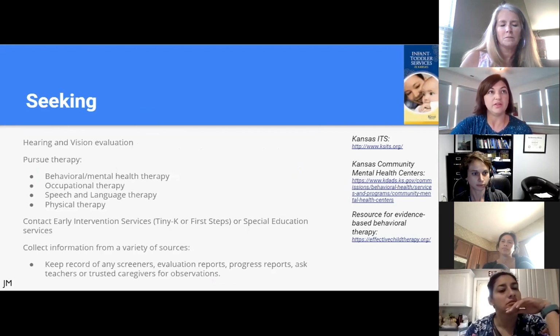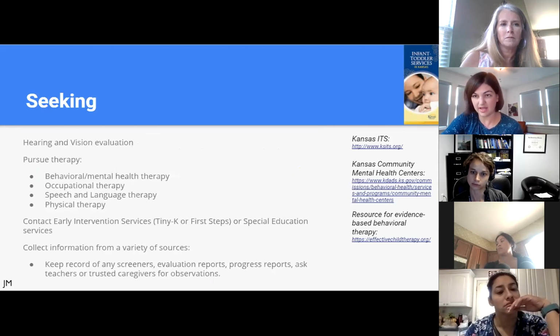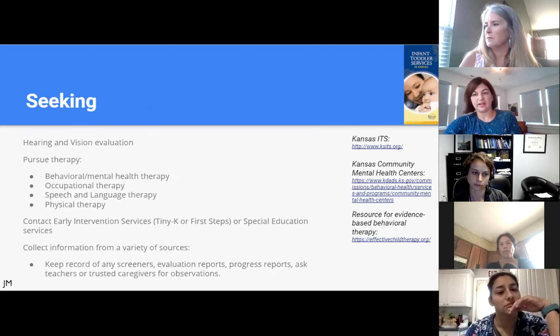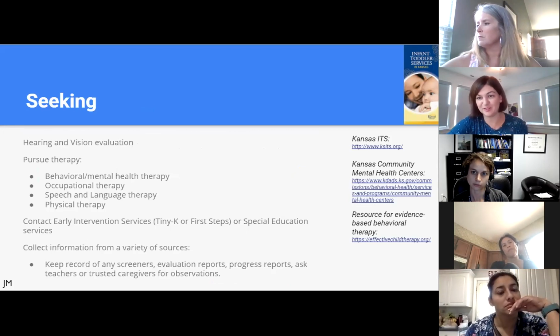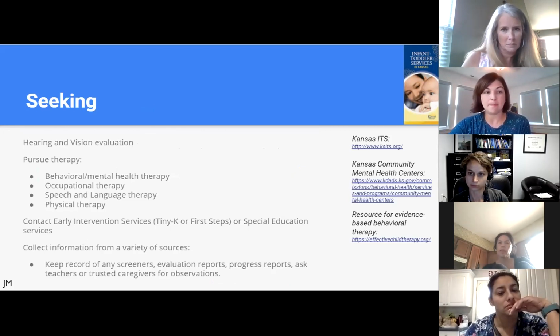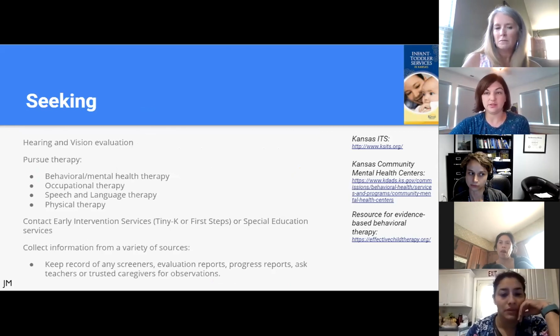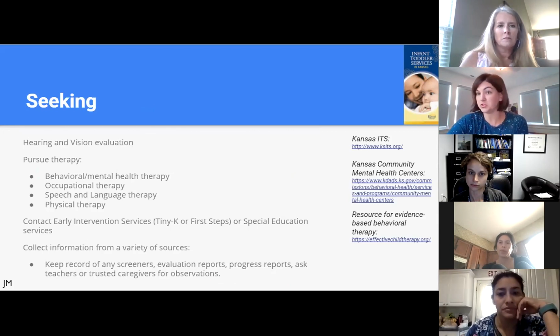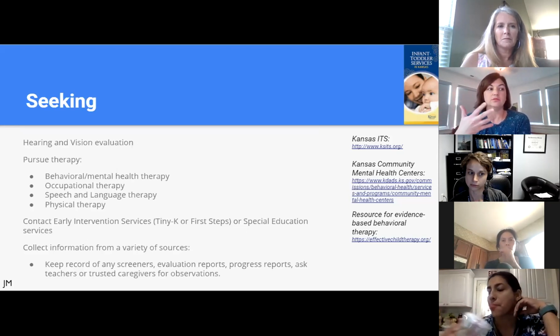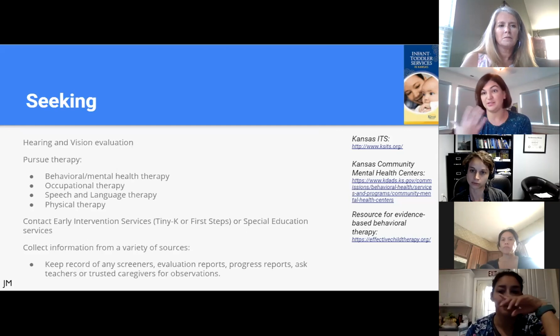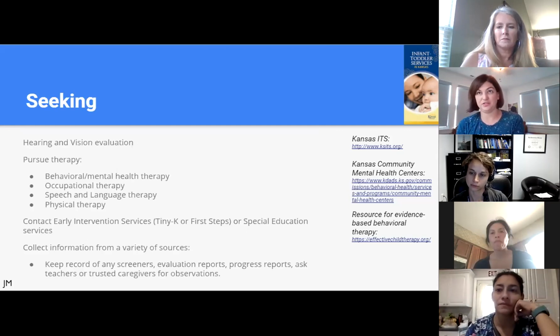So while there's waiting time, it's also important to know that there's a lot of active steps that a family can take that are backed by research to be helpful and beneficial. And one of the first ones is go ahead and scheduling a hearing and vision exam. We know, for example, hearing loss can actually result in some social differences in interaction. It can look like less eye contact because of avoidance of spoken language interactions.